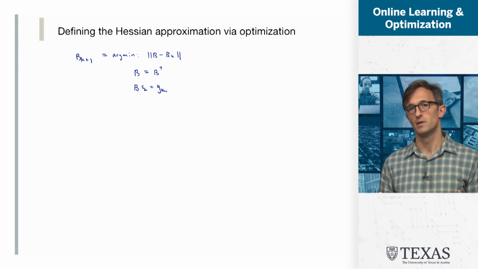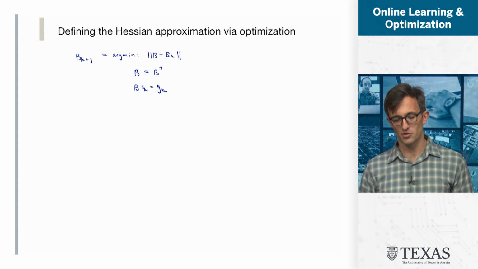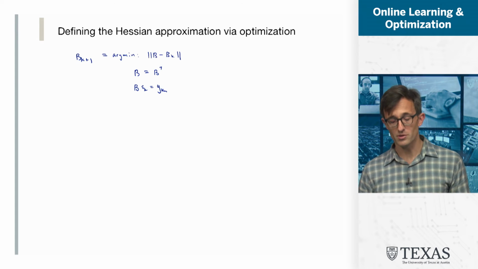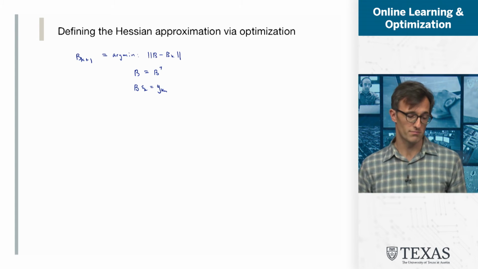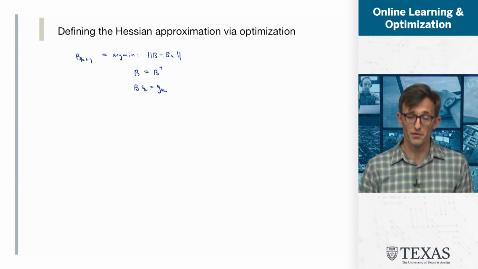So it's natural to ask that they don't change too much. So this is saying, find B_{k+1} that's close to B_k, is of course symmetric because it has to be symmetric, and also satisfies the new secant equation. Okay, so this will define a particular B_{k+1}.